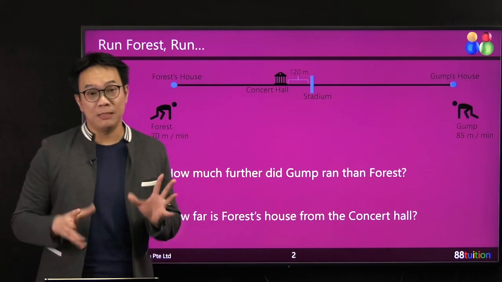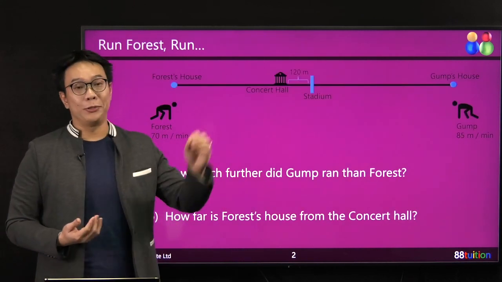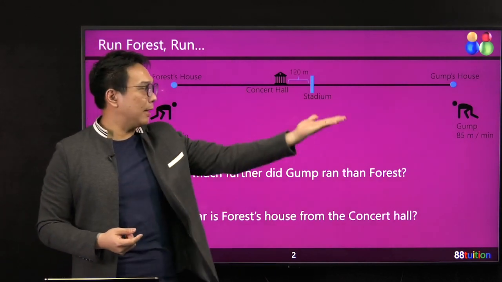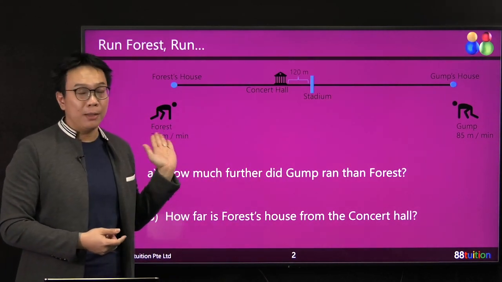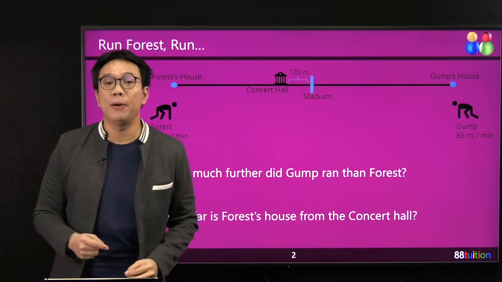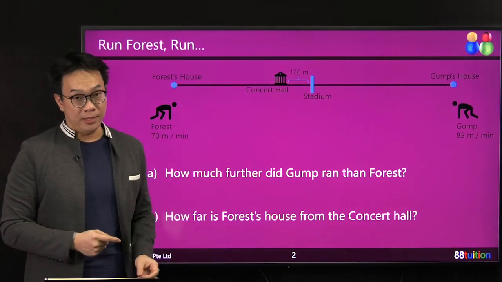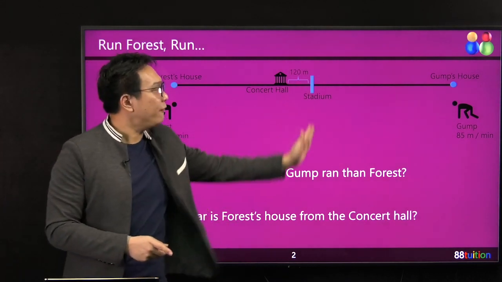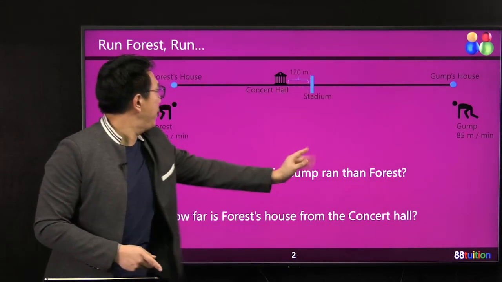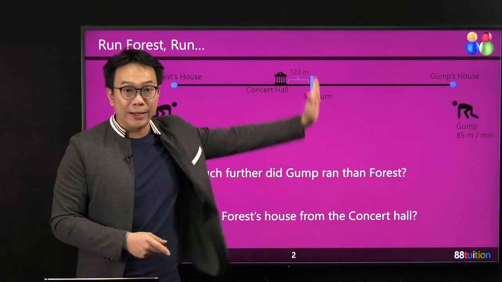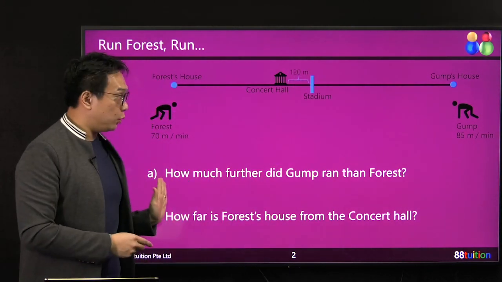So let me simplify the question by drawing my diagram. Easier. So this is Forrest's house, there's Gump's house. Forrest is running at 70 meters per minute. Gump is running 15 meters per minute faster, right? 70 plus 15 is 85 meters per minute. The stadium is directly halfway between Forrest's and Gump's places. This is the halfway line. Is that okay? And there are two questions.